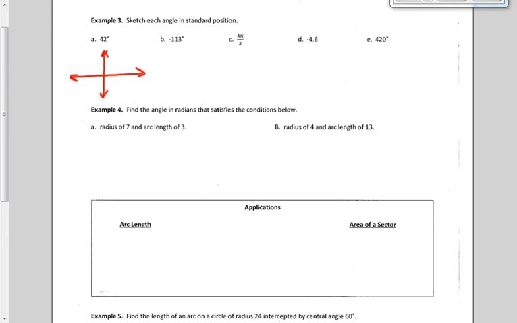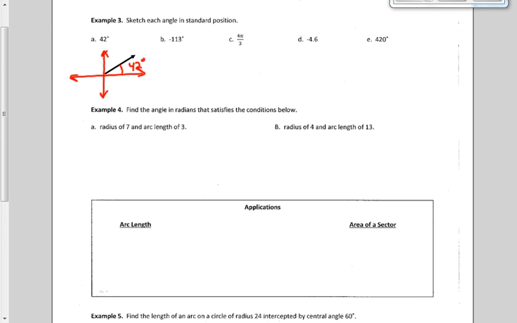So we're going 42 degrees. Well, 45 degrees is going to get us right at about here, about halfway. And so if I want to go 42 degrees, I'm going to go a little less than halfway. And in order to finish that off, I need to label it. I want to say that it's actually 42 degrees there.